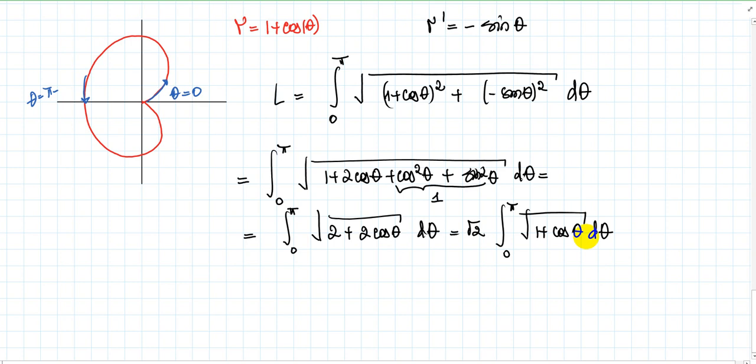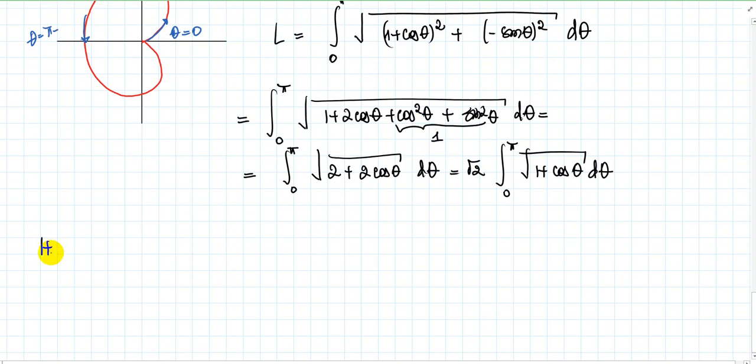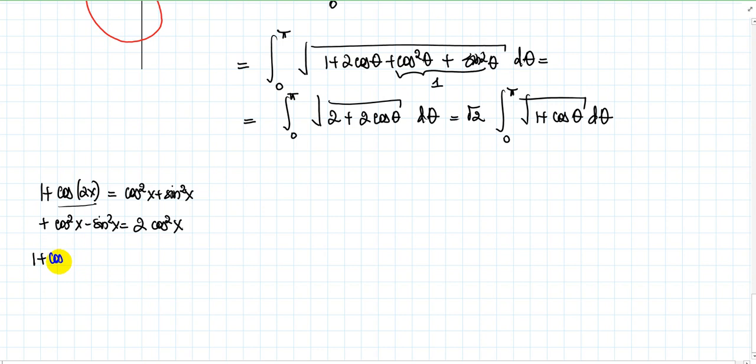So do you remember what 1 plus cosine of 2x was? It was cosine square plus sine square is the 1, right? Plus cosine of 2x is going to be cosine square minus sine square. It can be written as 2 cosine square of x, right? So what about 1 plus cosine of x? Is it possible to write this in the same way? Yes, so if I take the x as a double angle, I can write this as 2 cosine square of x over 2.